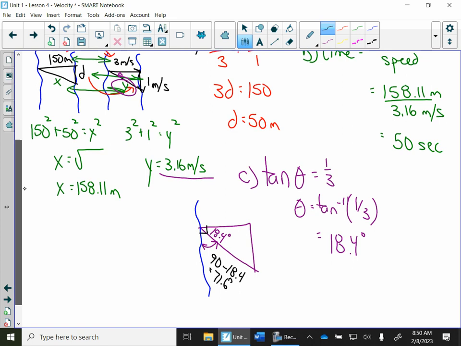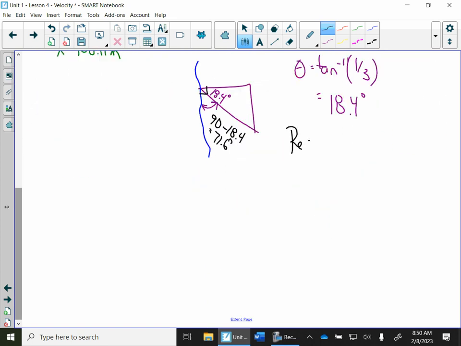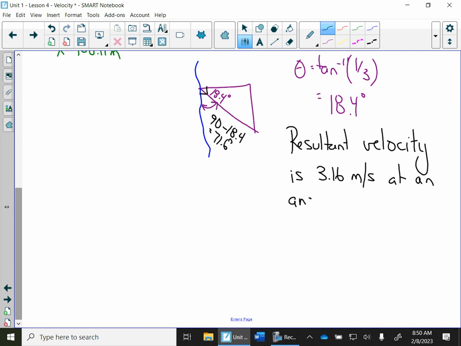And the resultant velocity, this is something we do generally with all river questions, is 3.16 meters per second at an angle of 71.6 degrees to the bank.